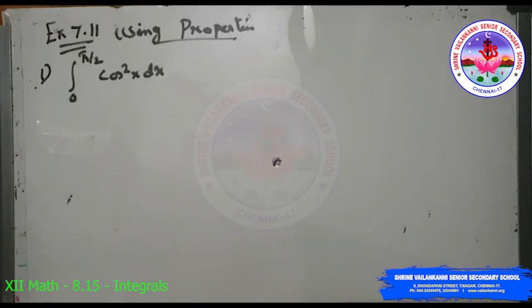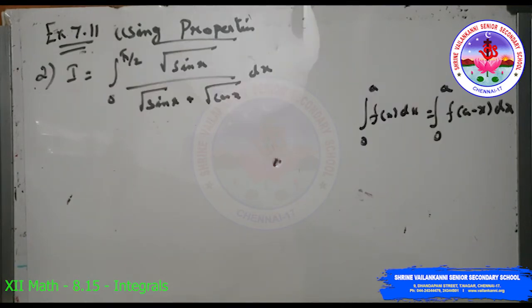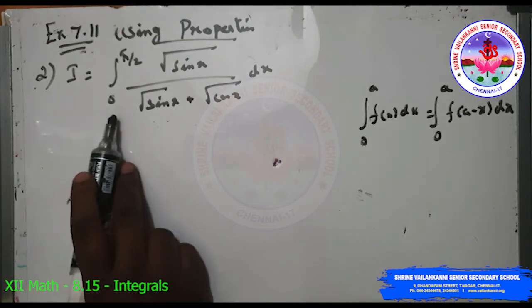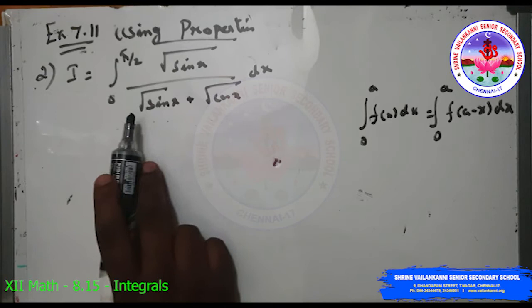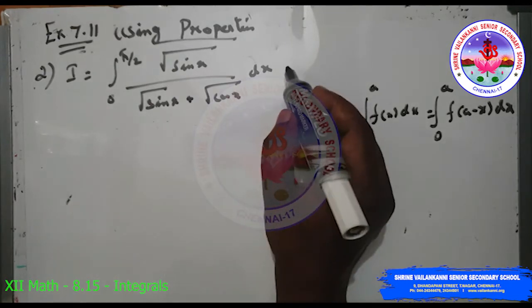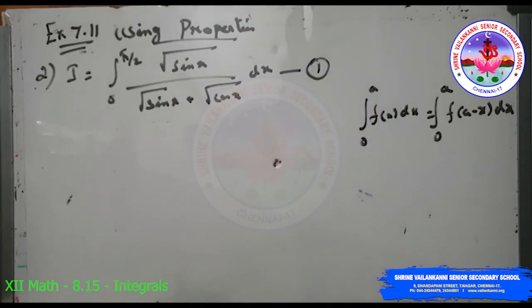By using the properties of definite integrals, we are going to do exercise 7.11. Second one: integral of 0 to pi by 2 root sin x by root sin x plus root cos x dx. So let I equal to integral of 0 to pi by 2 root sin x by root sin x plus root cos x dx, taking this as equation 1.